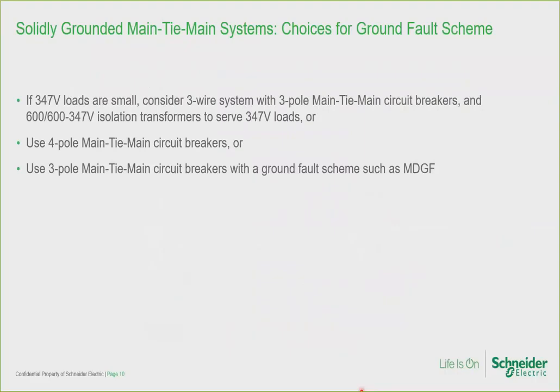Obviously, the 3-wire approach cannot be used on 208/120 volt systems because the 120 volt loads require a neutral, hence the system must be 4-wire. If the 3-wire approach is not practical, another solution is to use 4-pole main-tie-main circuit breakers. The neutral becomes switched, preventing parallel neutral paths between the 2 sources. If 4-pole circuit breakers are not practical because of space constraints or cost or delivery, another solution is to use 3-pole main-tie-main circuit breakers with a ground fault scheme such as MDGF, or modified differential ground fault scheme.